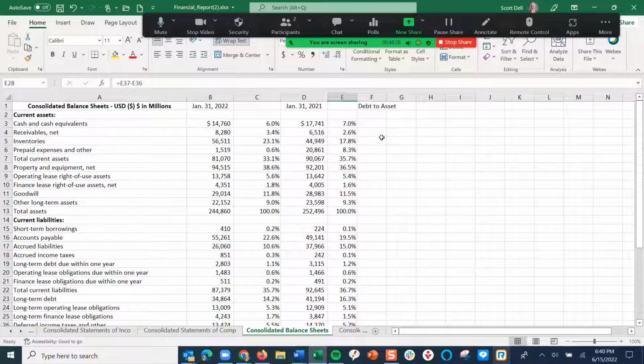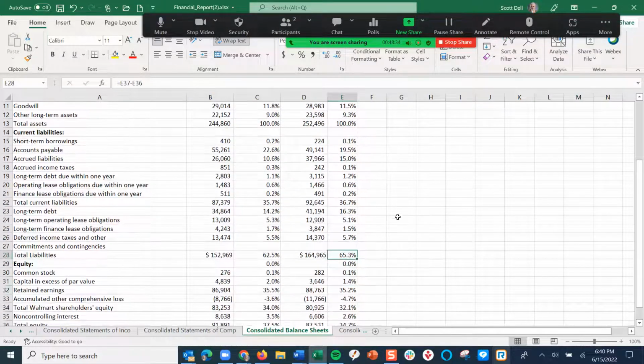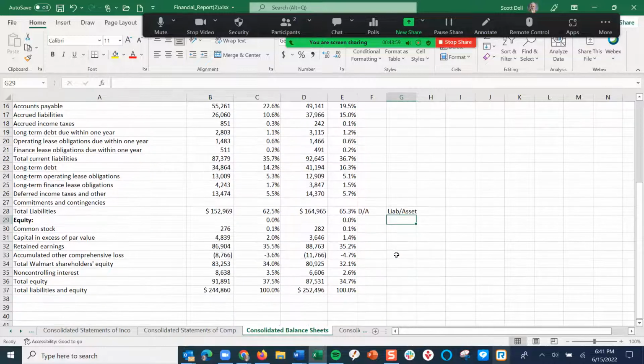So my debt to asset based on total assets is debt to assets right there. Is debt to asset the same as liabilities to asset? Total assets, which is the same as total equity and liabilities together.